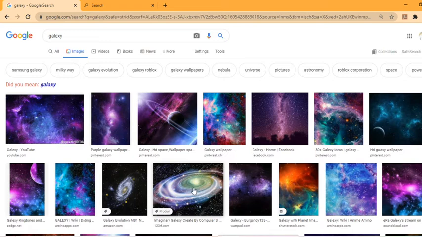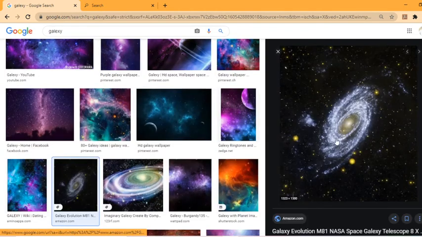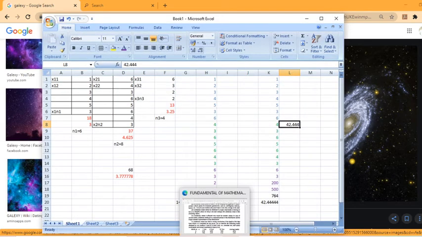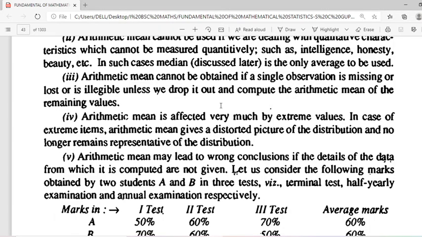Look at this figure. The mean is some central value. The mean should not be like this; it should be somewhere in between the observations. This yellow part is not the central value. This is exactly the central value. So if there are extreme observations, we will have the mean outside the common region, and we cannot use the mean for observations involving extreme values. That is explained here.